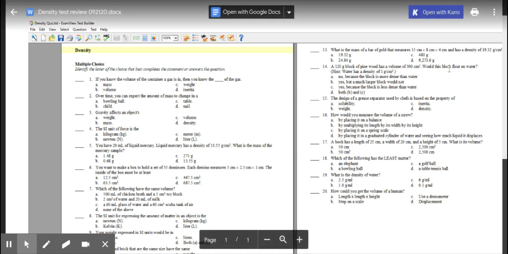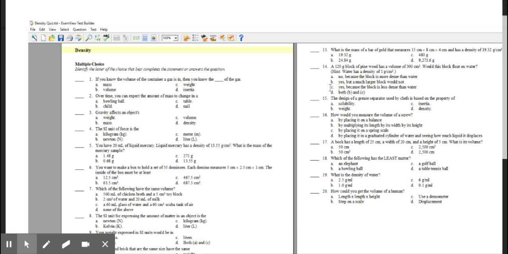How do you figure the density? The way we've been doing it. Mass, 120 grams, divided by volume. So it's going to be less than 1. So that means it's going to float. It's less dense than water. C.